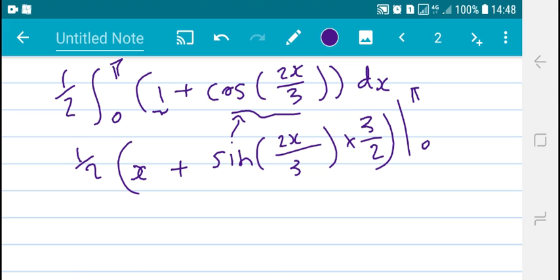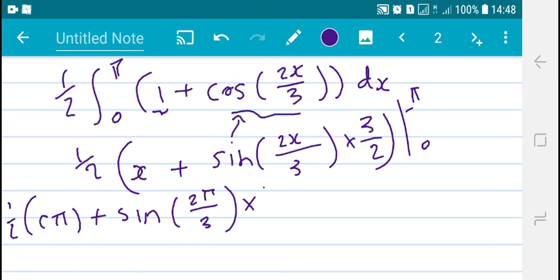Now, it's just a matter of substitution and evaluation. So take the half out. First, we plug in the upper limit of integration. So x in this case would just be pi plus sine of 2 times pi, since x is now pi, over 3 multiplied by 3 over 2.